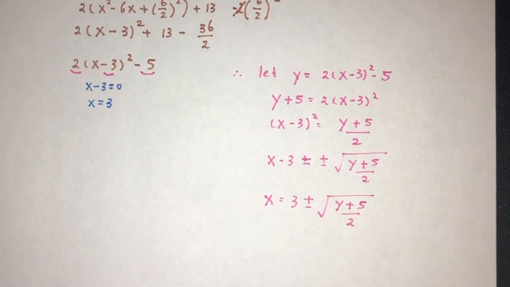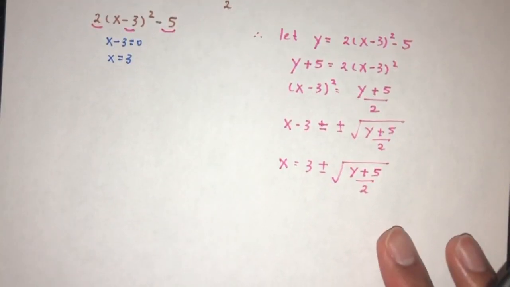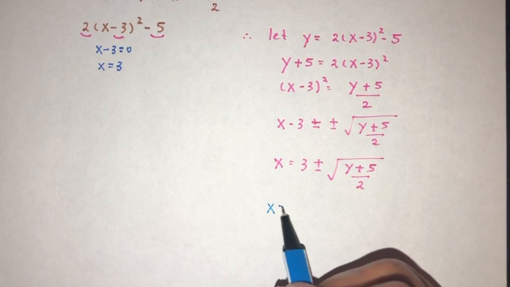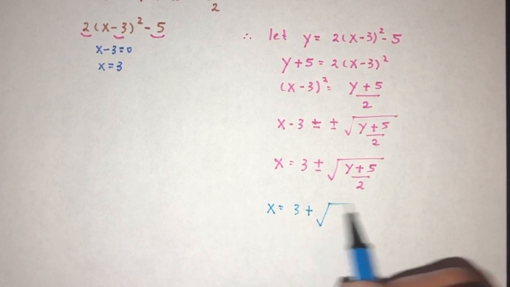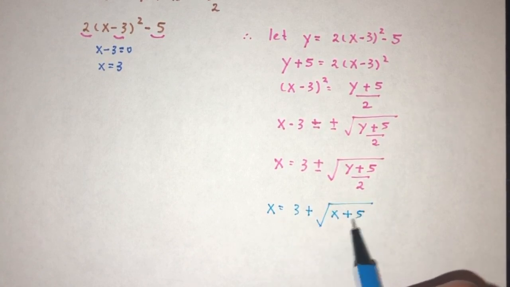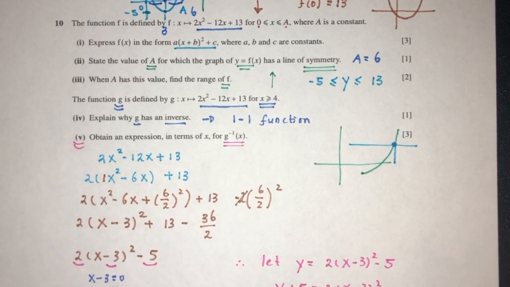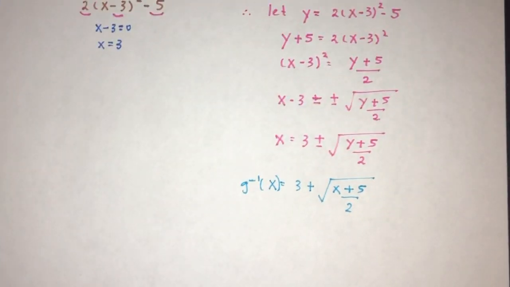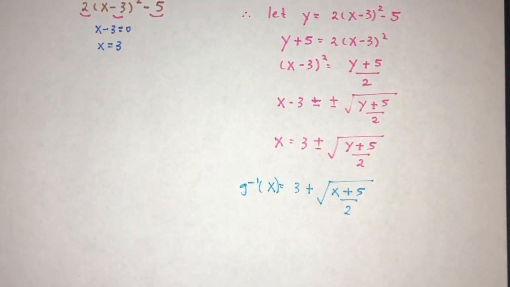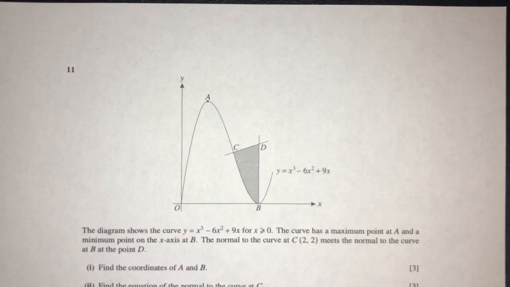Now in the end, we have to choose, right? In this case, x has to be 3 plus the root of (y plus 5) over 2. Sorry, that will be g inverse of x. Because the domain here is x more than 4, it has to always be positive here. That's why we have to choose this value. Let's move on to the next question.